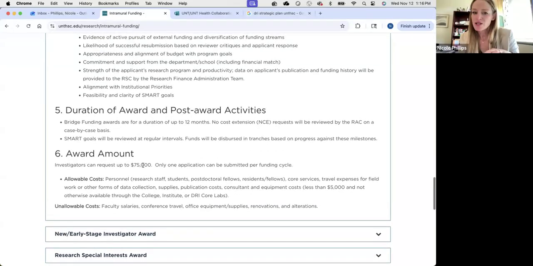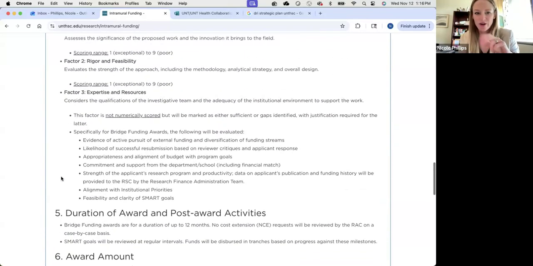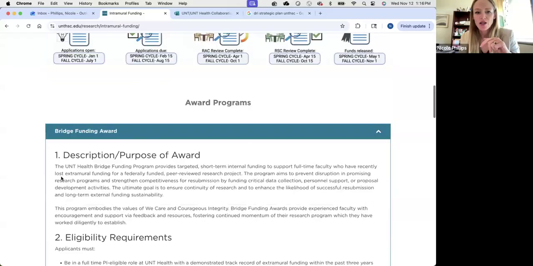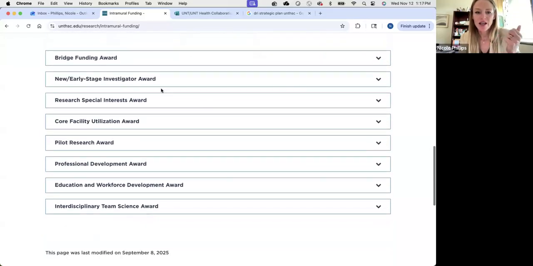So the award amount is also listed. All of these awards that are shown in the whole portfolio are single year awards. No cost extensions will be considered on a case-by-case basis. And then the allowable and unallowable costs are essentially the same for all of them, except they're a little bit different, for example, for the professional development award, et cetera. So we'll look at those specifically since those are a little bit different. Okay, so that's just the Bridge Award to show an example of what one of these RFAs looks like.